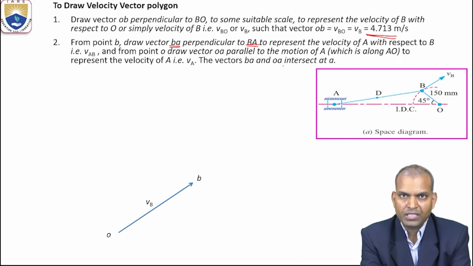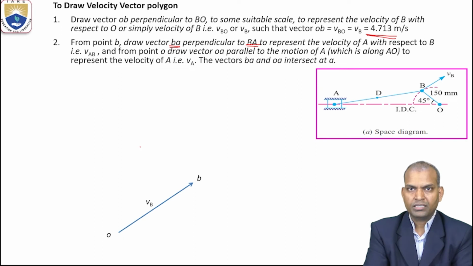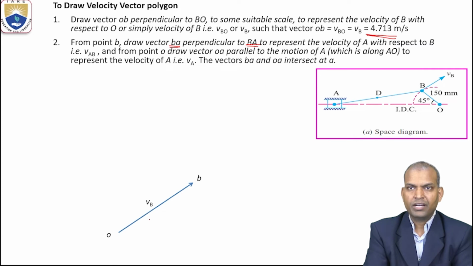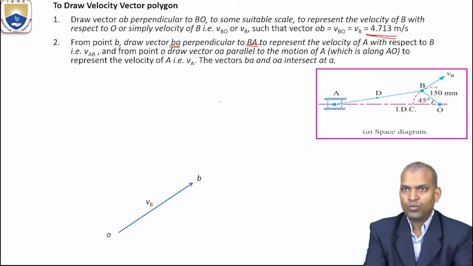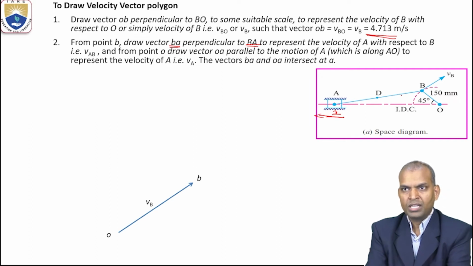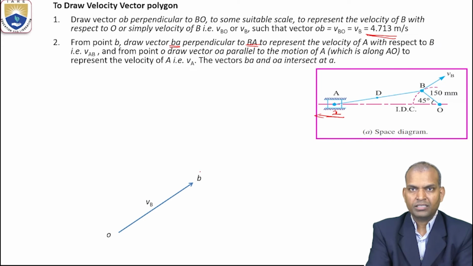That is the velocity of A with respect to B, that is VAB. And from point O, draw vector OA parallel to the motion of A. Here the motion is parallel with respect to the fixed link, that is A with respect to O. But you draw two things. One is perpendicular to the AB line. Another one is parallel to the line of motion of A. The vector BA intersects OA at A.